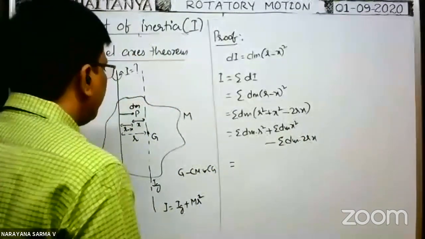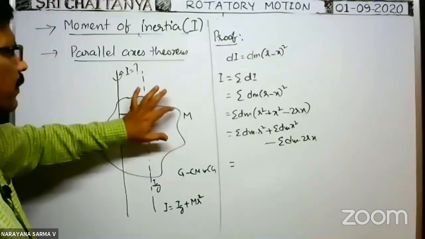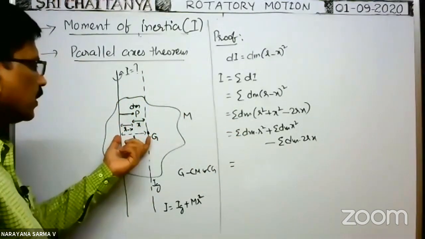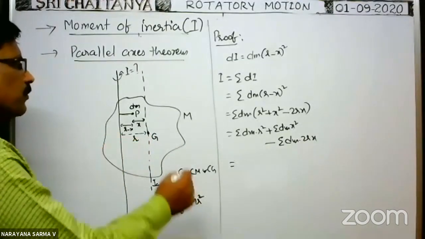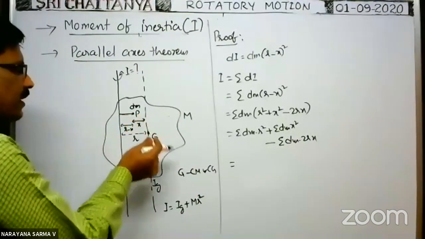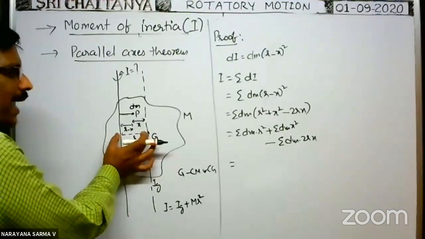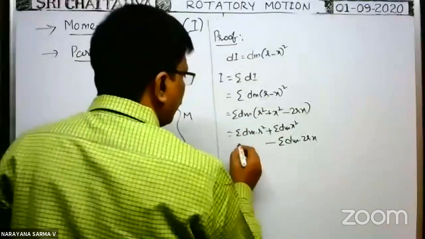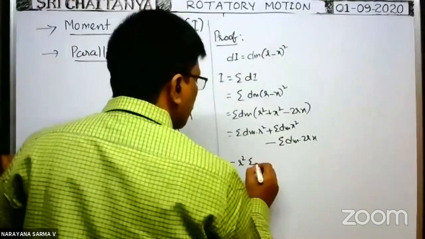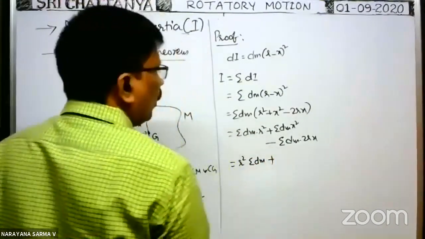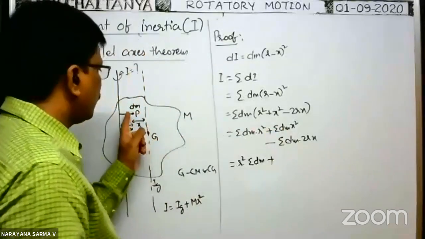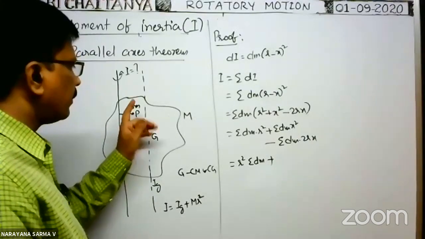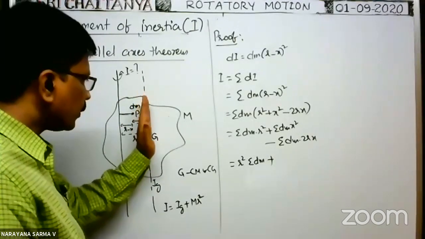Here, dm means the mass of one particle. r is the perpendicular distance between the two parallel axes. If you consider any particle here or here, is there any change in the perpendicular distance between the two parallel axes? No, that means r is constant. You write r square outside the sigma. So r square into sigma dm, the mass of the particle. What about x square? It is the square of the perpendicular distance of the particle from the parallel axis passing through the center of mass.